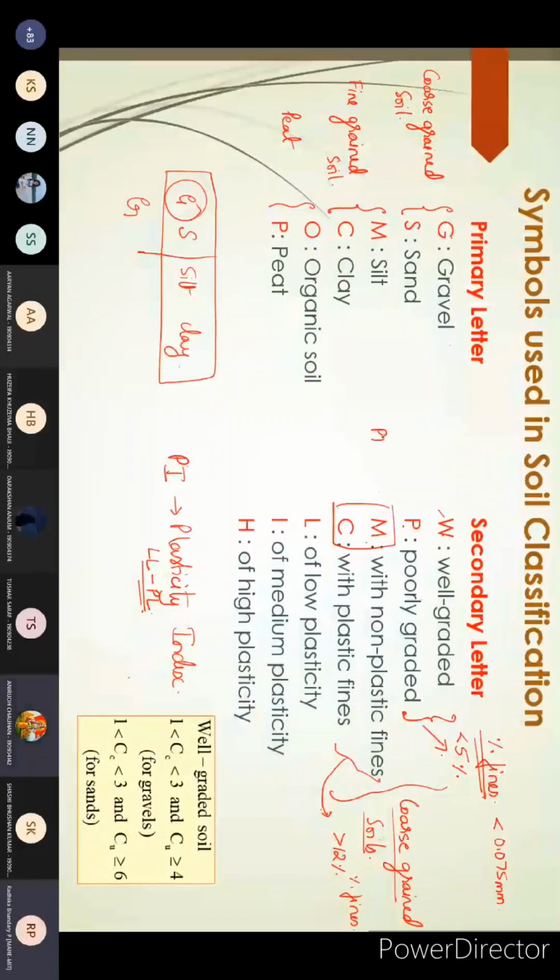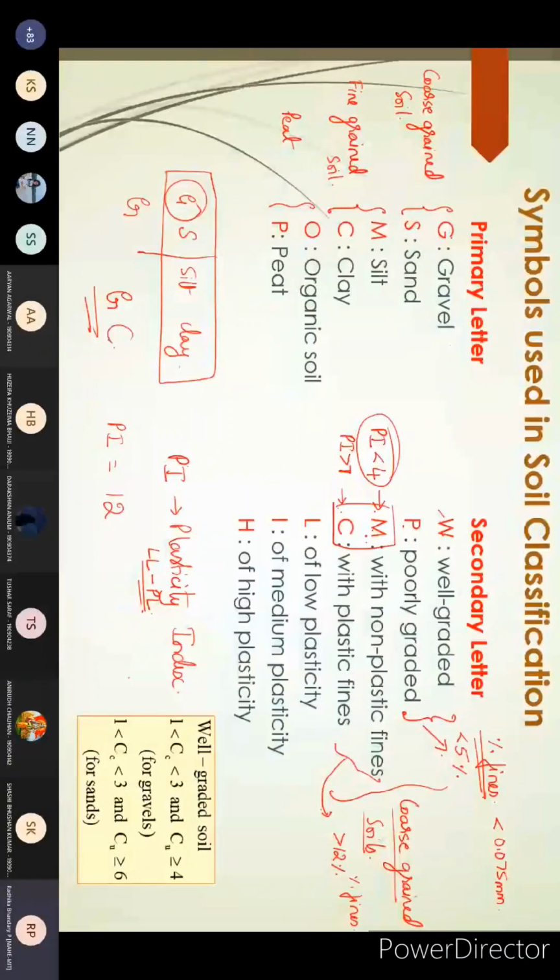If the plasticity index is less than 4, then we use symbol M. If the plasticity index is more than 7, then we use C. That is, if you have more than 12% fines, you have to refer to the plasticity index. Say I have got primary symbol G and a plasticity index of, say, 2. Then I will write it as GM. Say if I get a plasticity index of 12, then instead of M, I will use the symbol C.